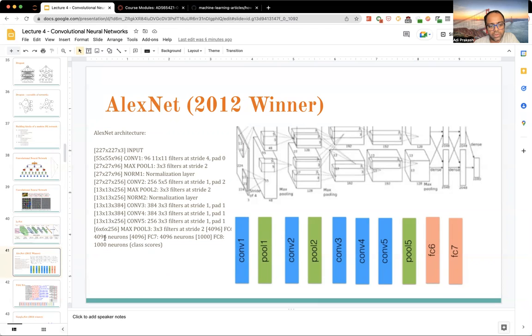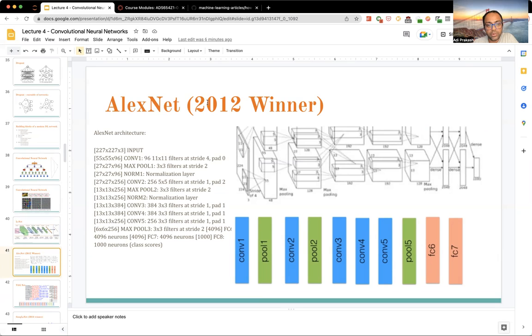One with 4096 neurons, and the last one with 1000 neurons, because there were 1000 classes. And this particular architecture won the competition by a big margin. I'll show you the numbers, but this is what is called the birth of modern deep learning, because after this, people were like, yes, deep learning can do more complicated stuff, and it can really be arbitrarily deep.